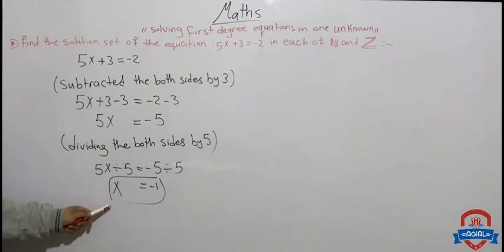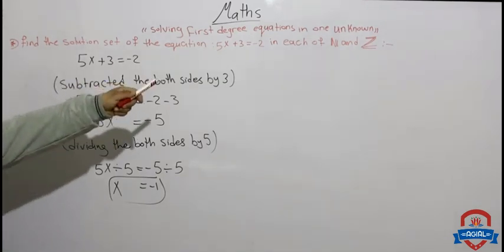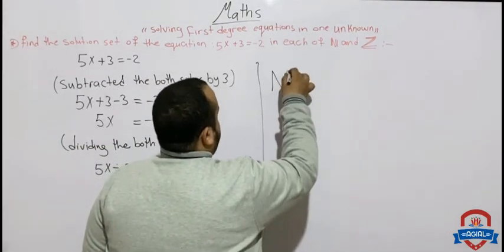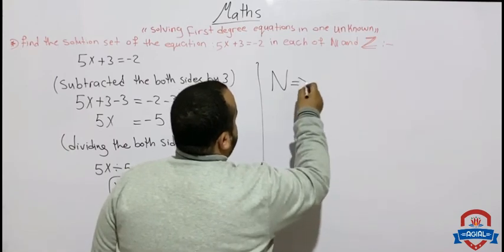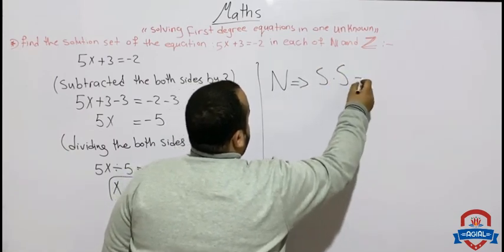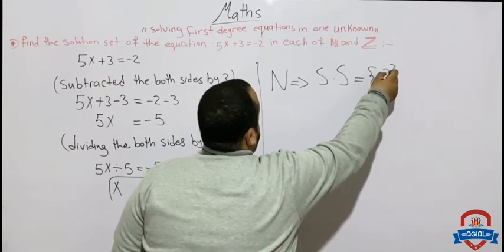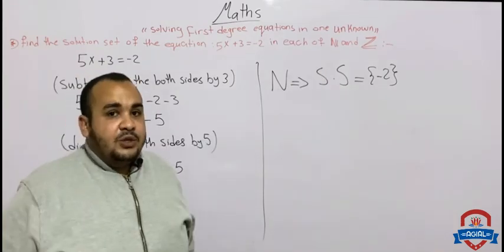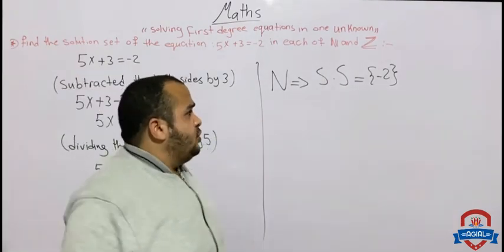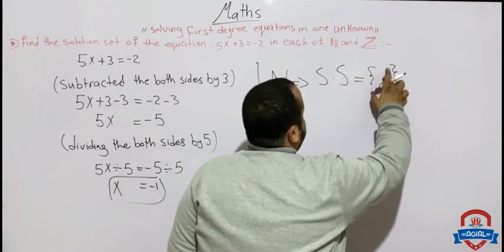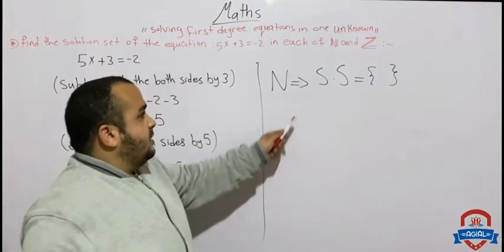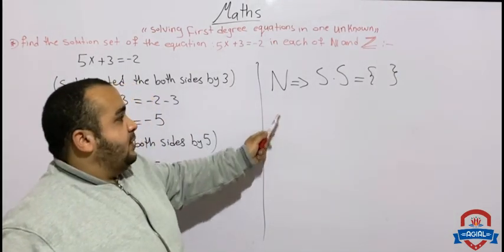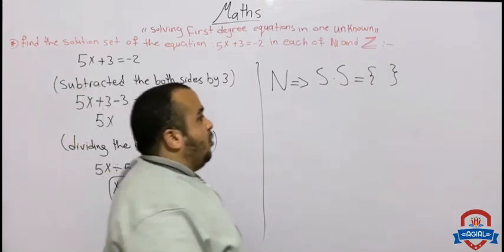And now let's try to find the solution set in the set of natural numbers and the set of integer numbers. In the set of natural numbers, is the solution set of this equation the set of negative 1? Is it right? Of course not, because the set of natural numbers does not contain negative numbers. So negative 1 is not a solution for this equation in the set of natural numbers. So the solution set in the set of natural numbers equals the empty set, or phi.